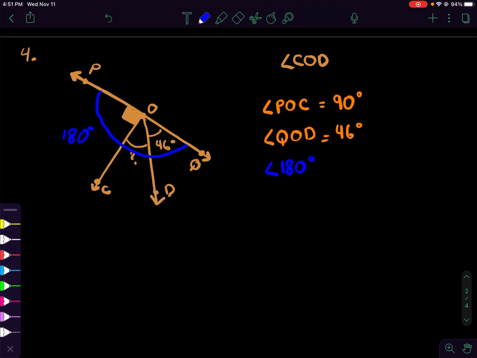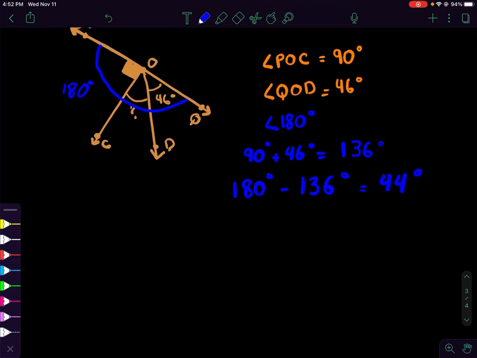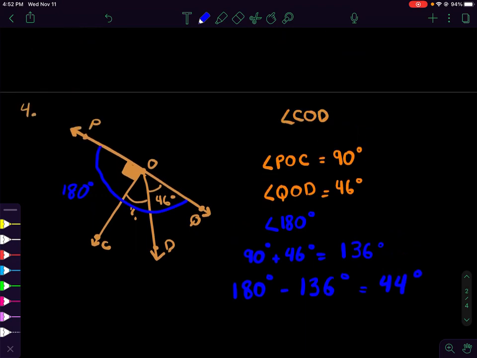So what do we say? We say 90 plus 46. First of all, we add these two angles together, which we get 136 degrees. And then you say 180 minus 136 degrees. You do your simple calculation, and you get 44 degrees. So this angle, COD, is 44 degrees.